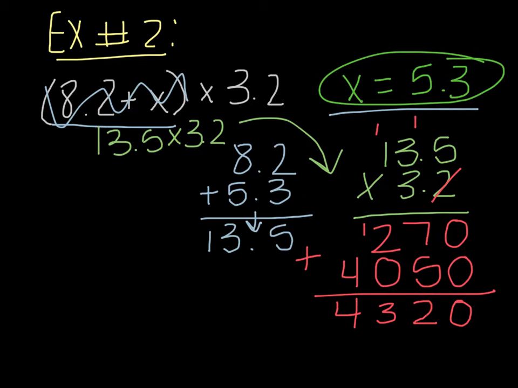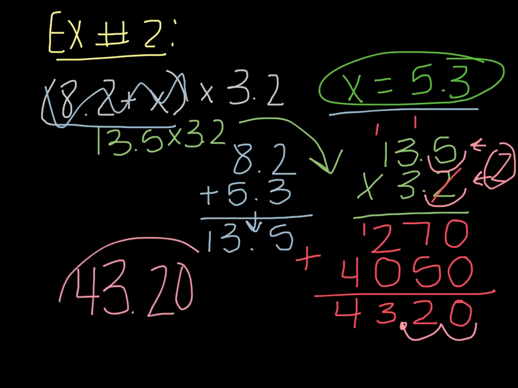And the way I do that, think back to the lesson on multiplying decimals, is you have to see how many decimal places you have in both of your numbers that you're multiplying. So in 13 and 5/10 I have 1 decimal place, and in 3 and 2/10 I have 1 decimal place. So altogether that's 2 decimal places. So that's how many I move in my answer. 1, 2. So my answer is 43.20, or 43 and 2/10, same thing.